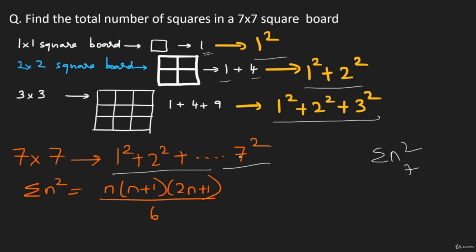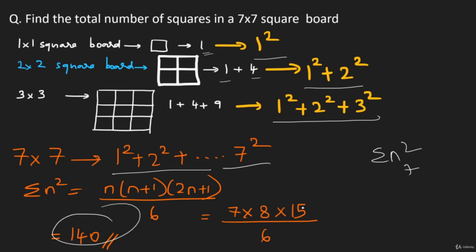And in this case, because n is equal to 7, this is equal to 7 into 8 into 15 by 6, which is equal to 140, right? This is equal to 140. Over here, you can cancel 2 out and you can cancel 3 out like this. So 7 into 20, which is equal to 140. That's your answer to this question.